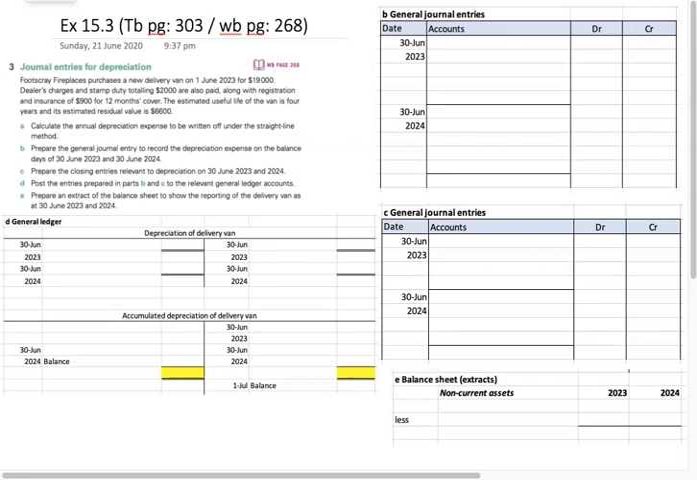I always encourage you to do it along with me, and you'll be able to find the question in your textbook on page 303 and your workbook on page 268. So what is happening in this question?